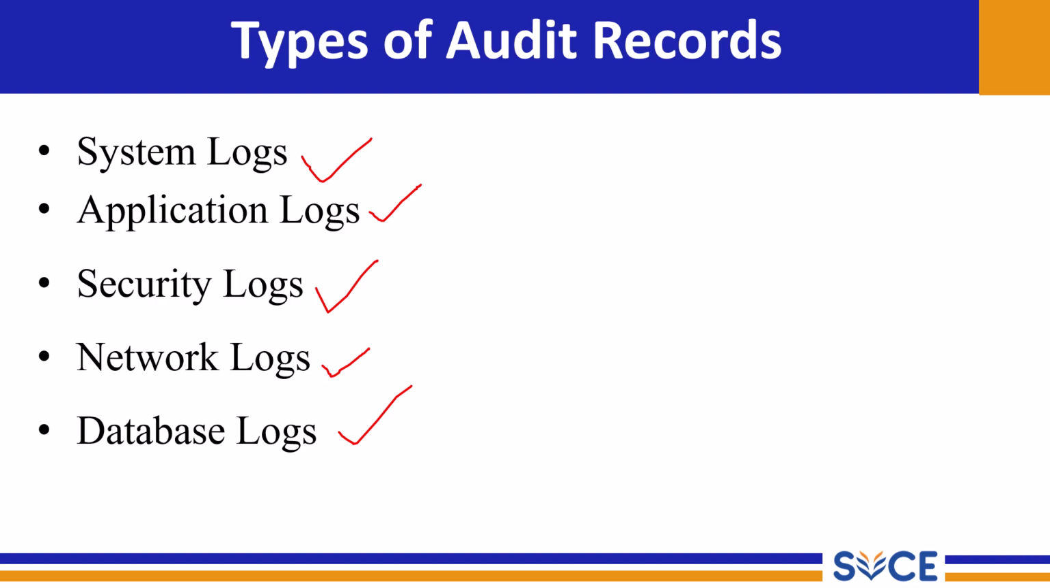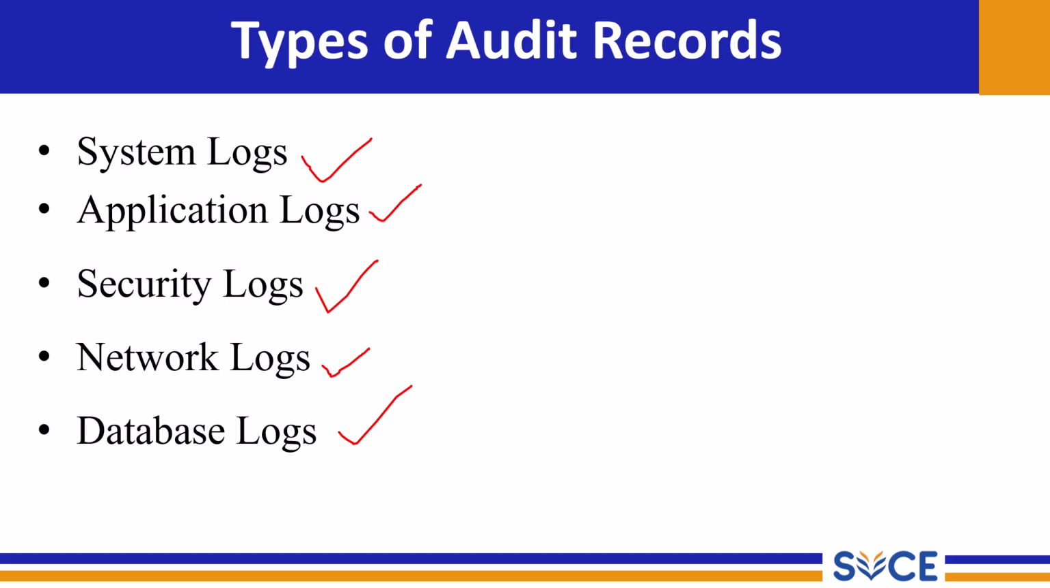And last one is database log. Here it records actions such as queries or user activity, and what are the real-time examples, all those stuff will be seen. Okay, and now we will just see what are the real-time examples for the types of these audit records.